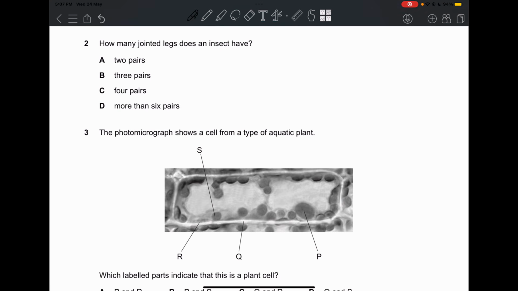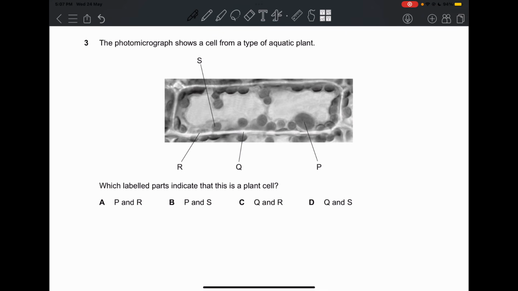2. How many jointed legs does an insect have? As we all know, insects have a total of 6 legs. So 6 legs means that they have 3 pairs, because 1 pair is equal to 2 legs. So we're going to be choosing B because 3 pairs means 6 legs.